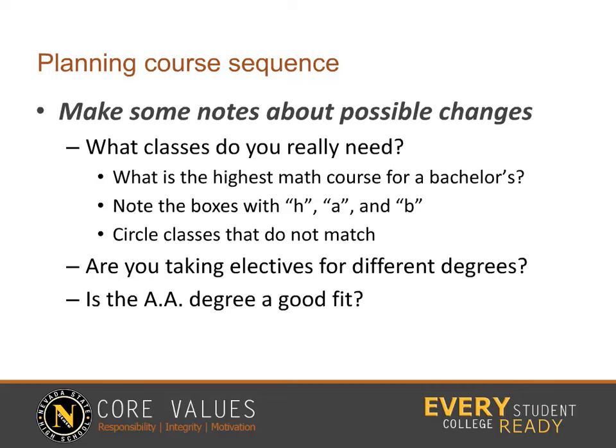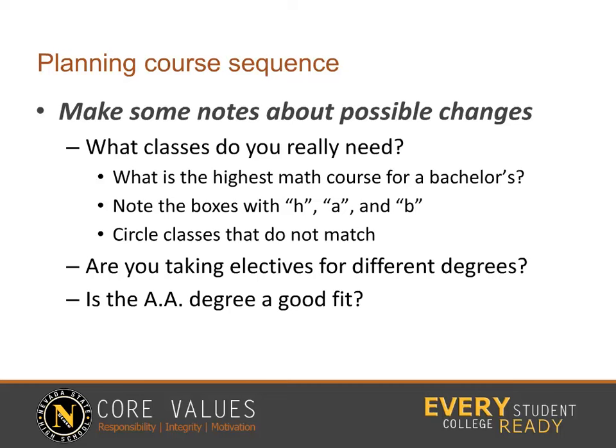Don't do this now. Just circle those classes on your old planning form that are not required for high school, associates, or a bachelor's degree. Also, pay attention to courses that are being used as electives for your high school and associate's degrees.